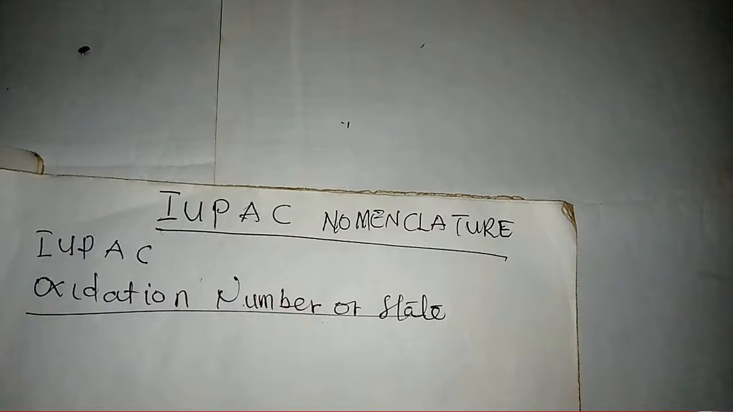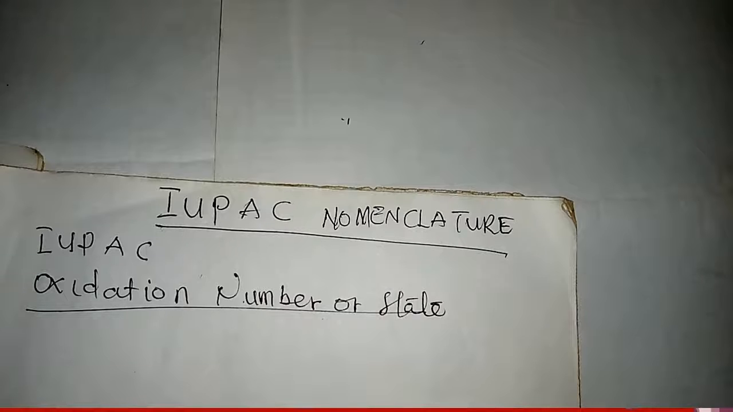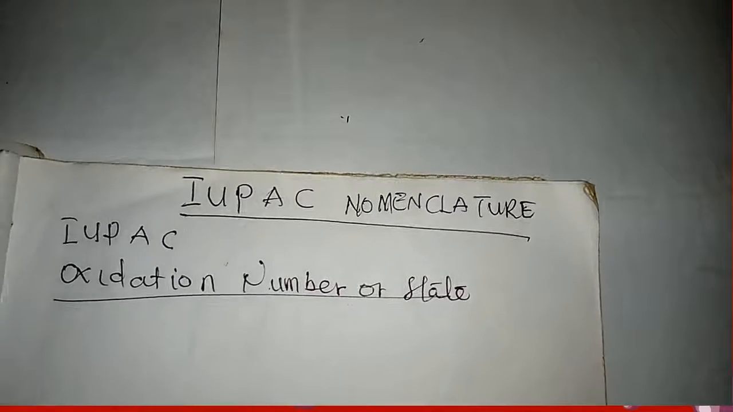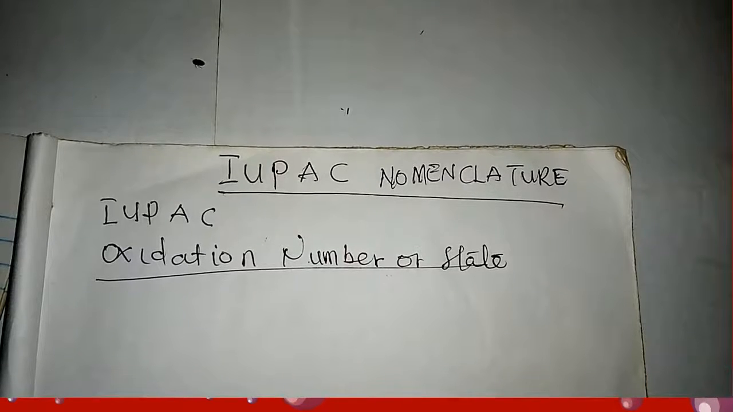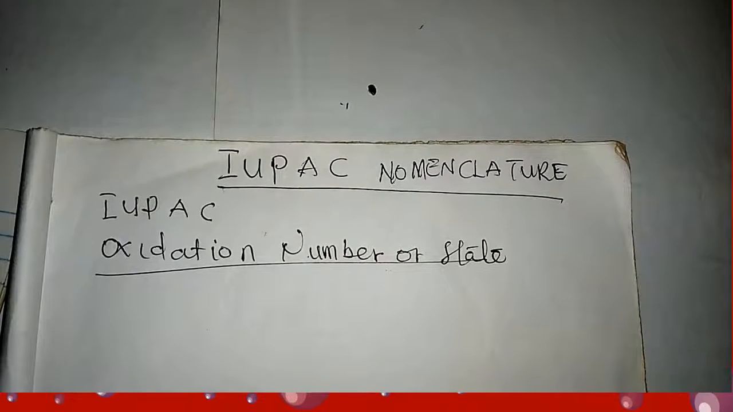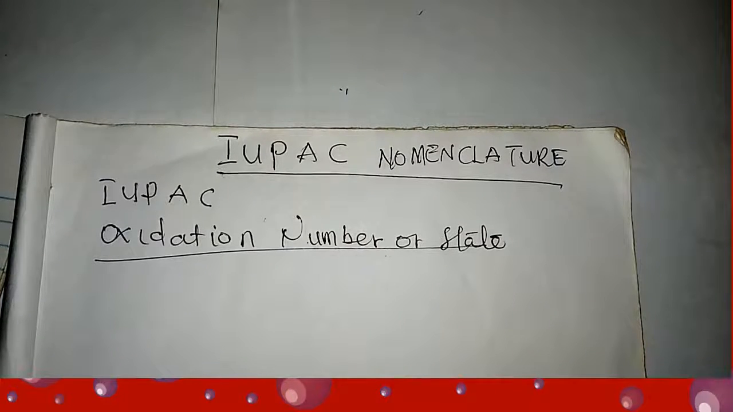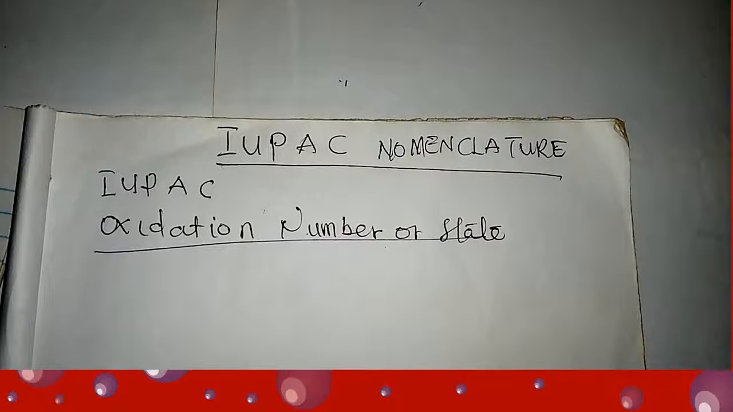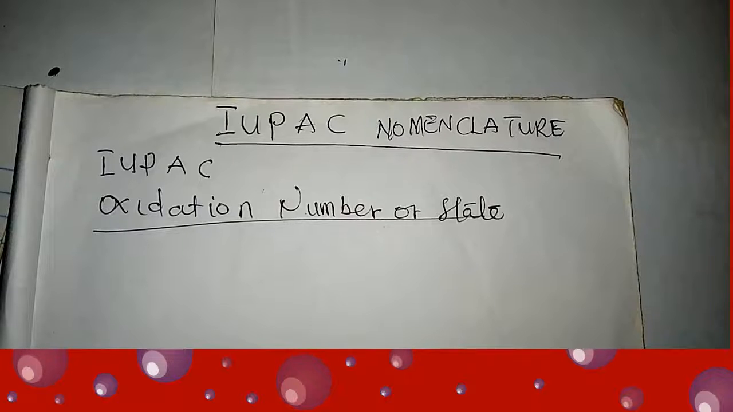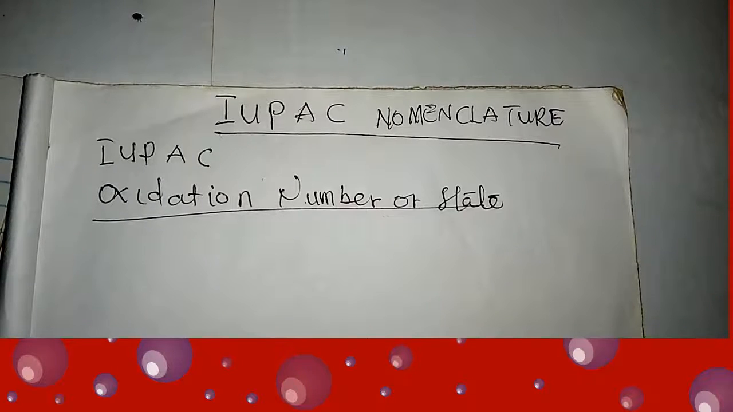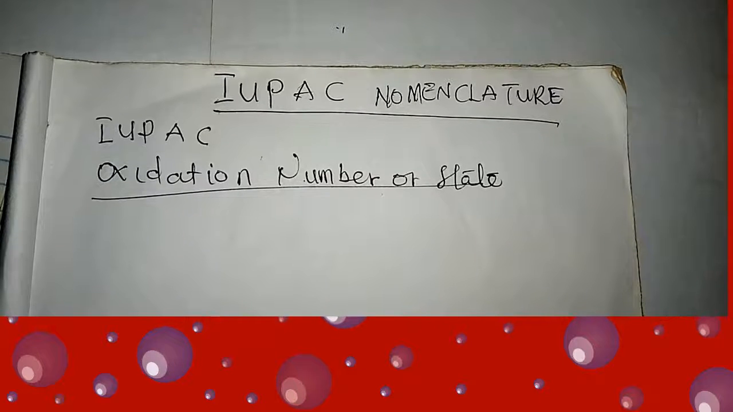We are on another tutorial, and it's a very good one, on IUPAC nomenclature. I will go straight away and give the definition of IUPAC nomenclature, the meaning of oxidation numbers, talk about the rules governing the naming of compounds, and then how to find the oxidation state of some elements. So I'll go straight away and say what the meaning of IUPAC nomenclature is.